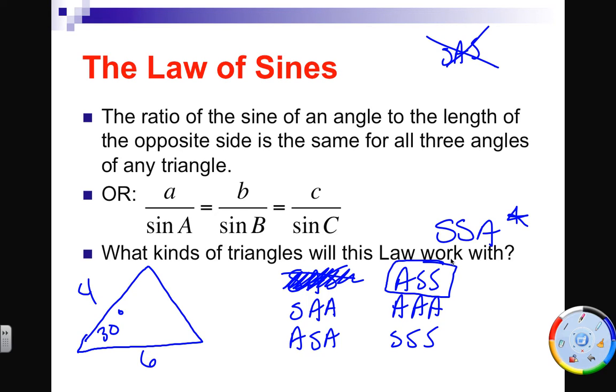So the question is, what else will work? There's actually two more that will work here. And let's just think about the first one, side angle angle. What would happen if I had side angle angle? Let's say this is, I don't know, 25 degrees. Well, sine of 25 over 6 equals sine of 30 over this. That means side angle angle is a good one.